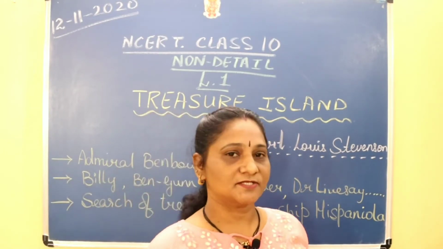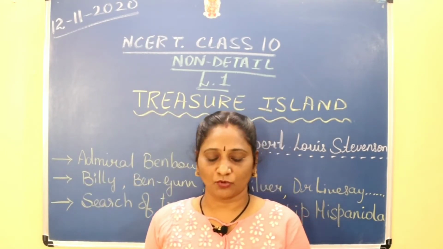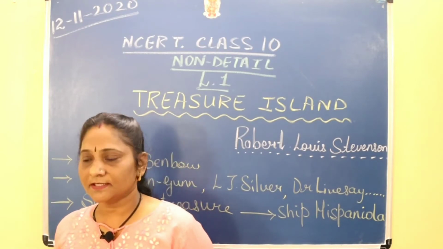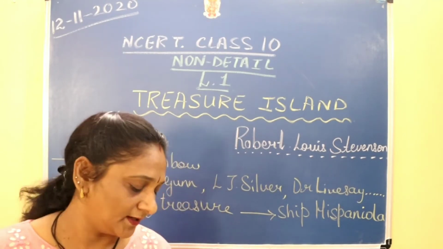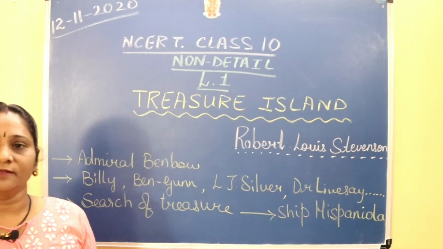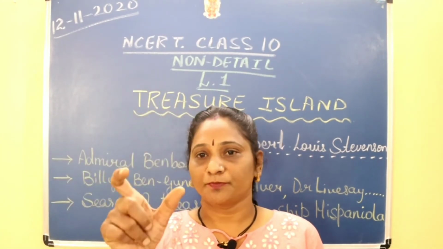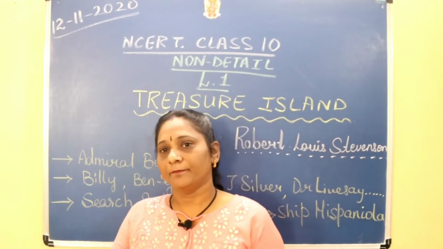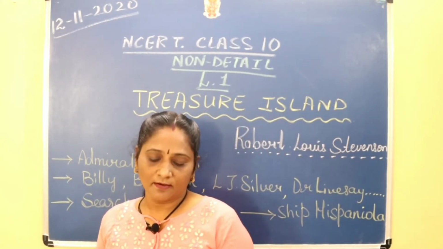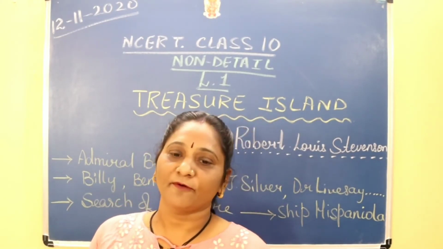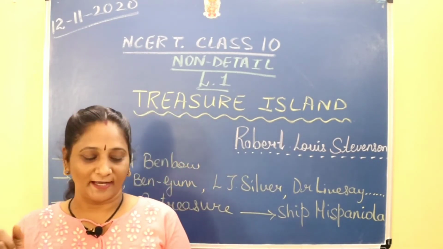The squire traveled to Bristol, a city in the southwest of England. Bristol is a city in the southwest of England. So Squire Trelawney, the revenue officer, went to Bristol for what? To bring a ship. He brought a ship named Hispaniola. The name of the ship is Hispaniola.